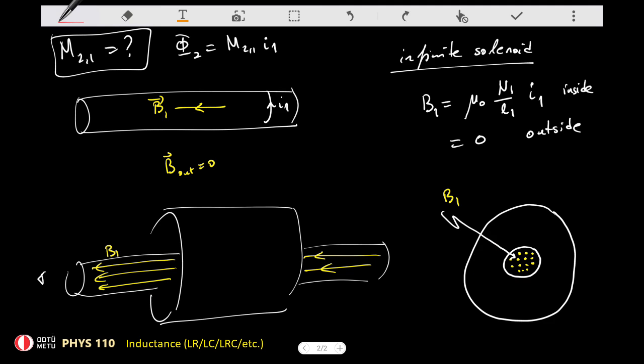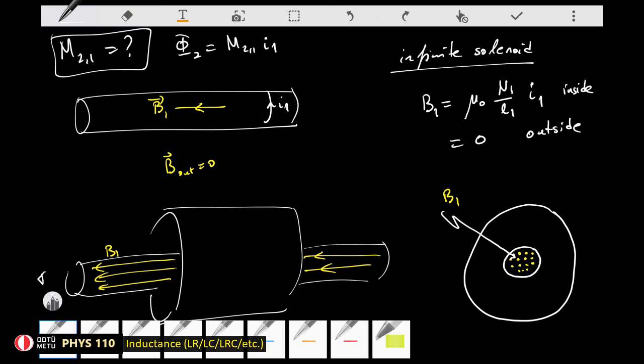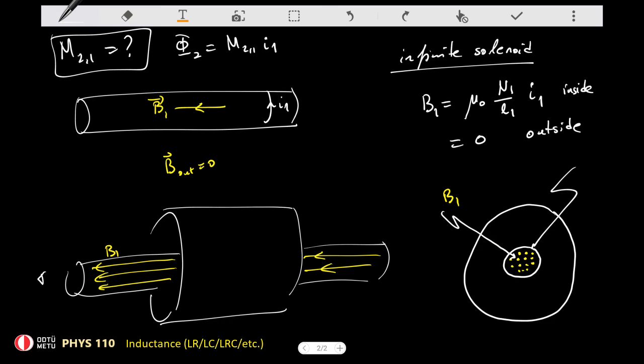So as a result, that's basically what I need to do, is to multiply this B1 with this area in here. So that's the area A1. So I'm not multiplying this B1 with the area of the big cylinder. I'm multiplying it with the area of the small cylinder, because the magnetic field is completely inside.